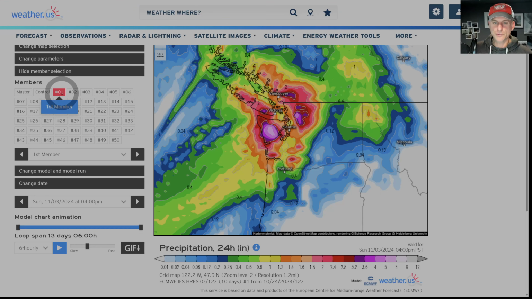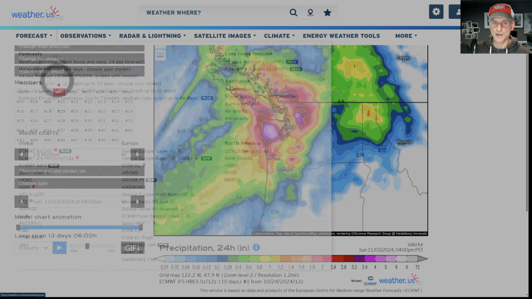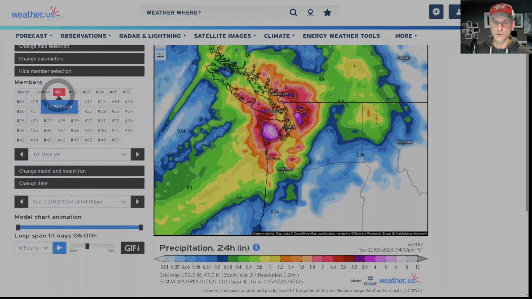And just for the sake of it, I did cherry pick ensemble member number 1. Weather.us allows you to see those individual ensemble members.